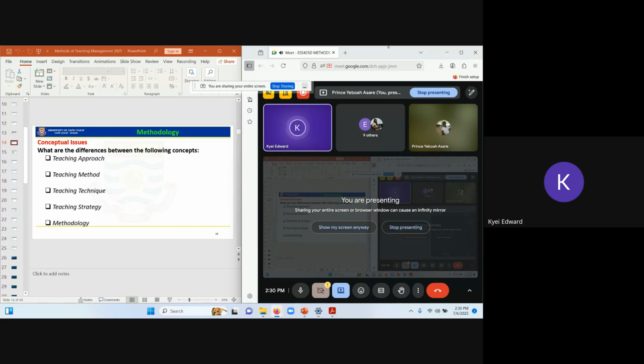Now, when it comes to the teaching techniques, we are looking at, out of the method you've chosen, what particular way or skill will you use in implementing the method you've chosen? So maybe you've chosen a method called discussion. Out of the discussion, you can use a technique known as the think pair share to do your discussion. That is the little I can say.